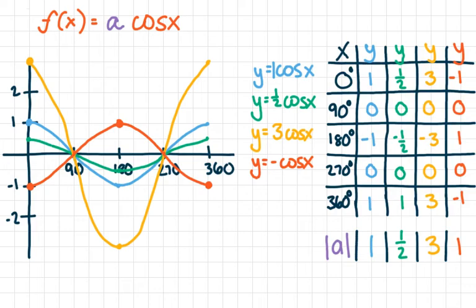These rules apply to the cosine functions as well. You can see here how the amplitude of each graphed cosine function is equal to the absolute value of its a value.